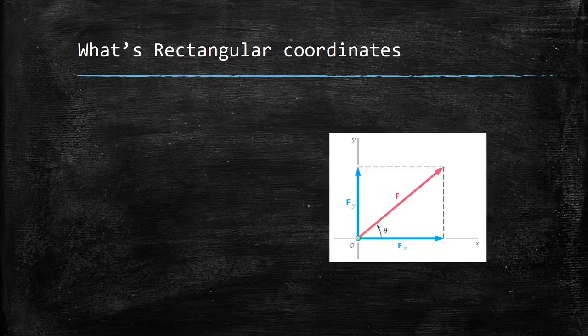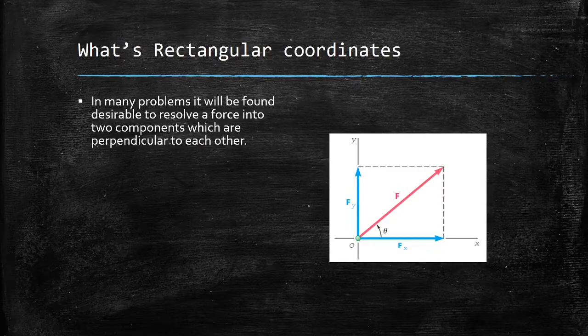If you see in this figure, a force F is shown as the sum of two forces Fx and Fy. The axes x and y are also represented. That means the forces are resolved in the x and the y direction as shown in this figure. So in many problems, it will be found desirable to resolve a force into two components which are perpendicular to each other.